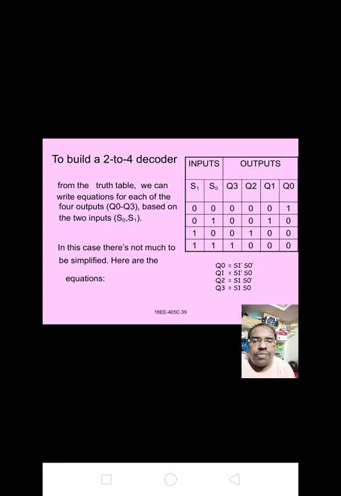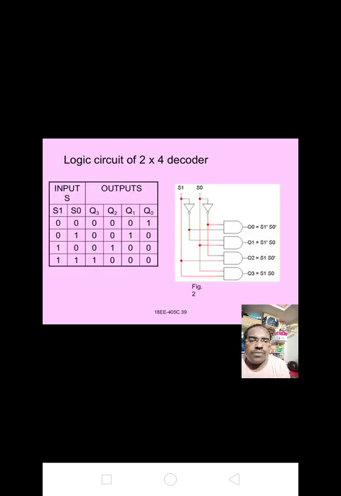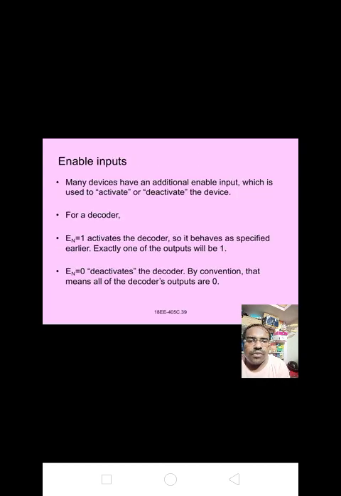From the truth table, we can write the equation for each of the 4 outputs, Q0 to Q3, based on the 2 inputs. That is, Q0 equals S1 bar S0 bar, Q1 equals S1 bar S0, Q2 equals S1 S0 bar, Q3 equals S1 S0. These are the equations.